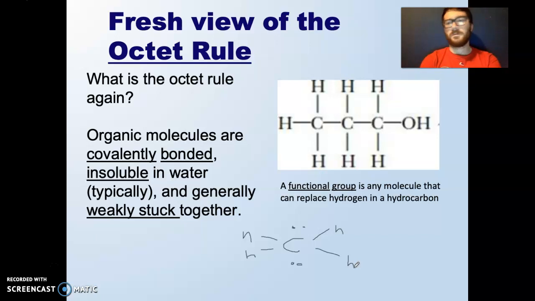Organic molecules are typically covalently bonded. If you throw a metal in there, it's going to be ionic because metals and nonmetals make ionic compounds. It's covalently bonded. It's insoluble in water. Typically, it does not dissolve. We're going to talk a little bit more about why later. They're generally weakly stuck together. Well, why are they weakly stuck together? Because look at this hydrocarbon I just made here. Carbon and hydrogen are some of the weakest nonmetals we can come up with.